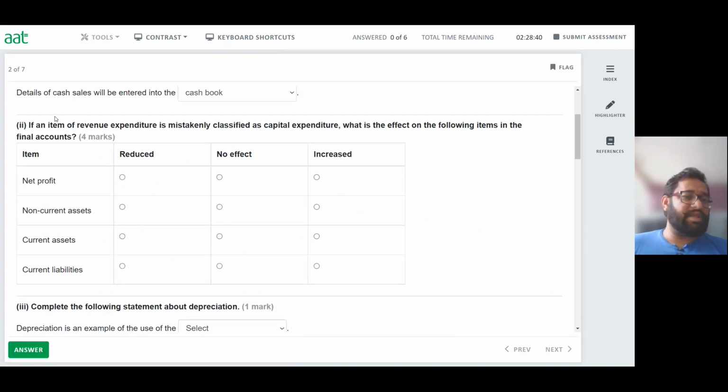So the next one is, if an item of revenue expenditure is mistakenly classified as a capital expenditure, what is the effect on the following item of the final accounts?